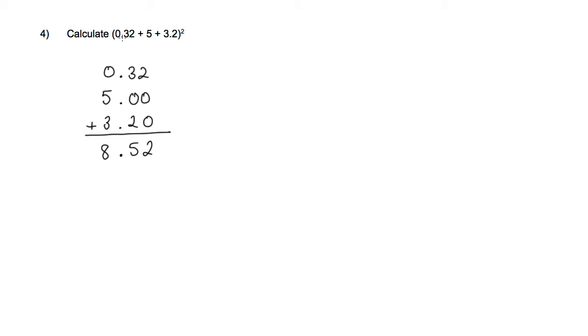So the first thing we get is that 0.32 plus 5 plus 3.2 squared is equivalent to 8.52 squared. So now I need to square 8.52. Now I'm going to use the grid method.